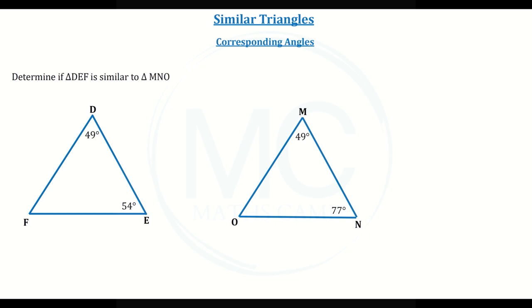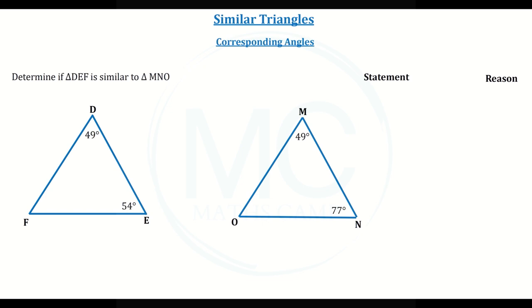In triangle DEF, we've been given two angles, 49 degrees and 54 degrees. In triangle MNO, we've also been given two angles, 49 degrees and 77 degrees. Now, both triangles have an angle of 49 degrees, but the other two angles are different. So the first thing we need to do is find the third angle in each triangle. To do this, we need to make our statements and give our reasons.